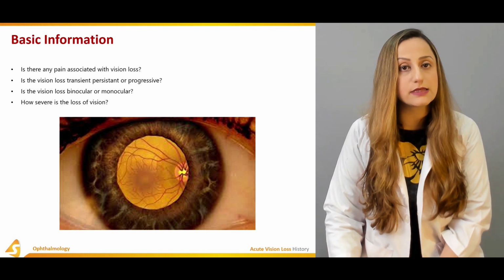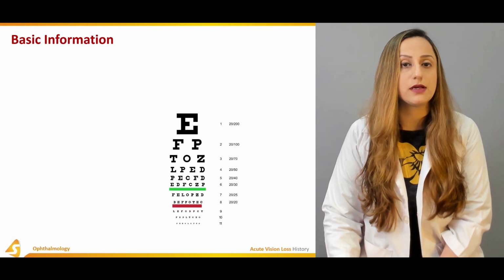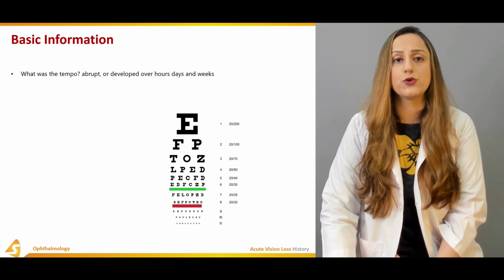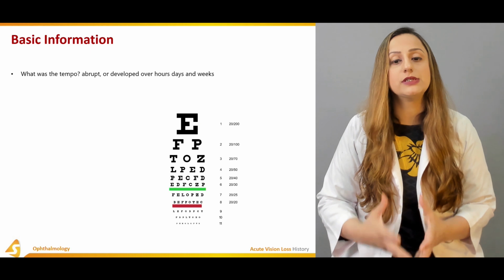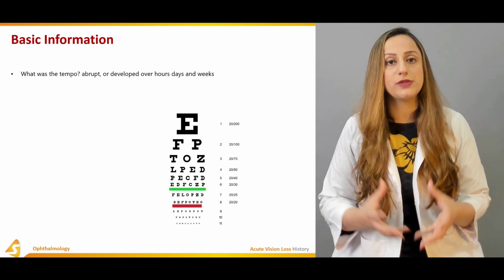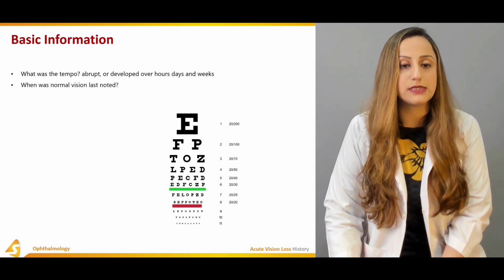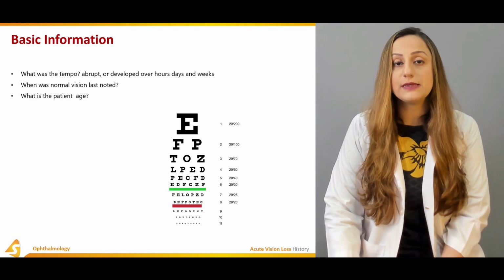How severe is the loss of vision is again very important and has to be asked from the patient. What was the tempo? Whether it was abrupt, or did it develop over hours, days, or weeks? This is when we ask about the tempo from the patient. These are the different terminologies that can be used. When was the normal vision last noted? And what is the patient's age?